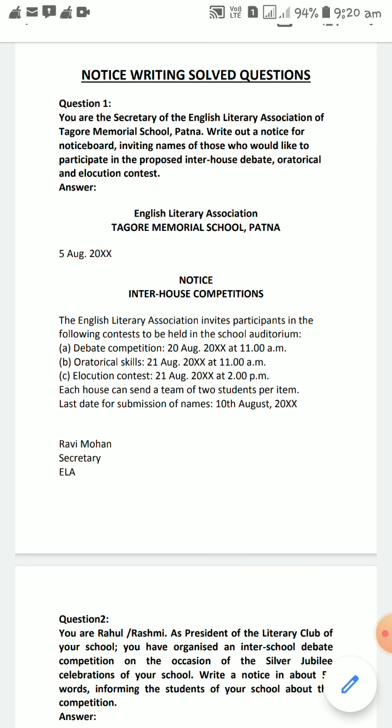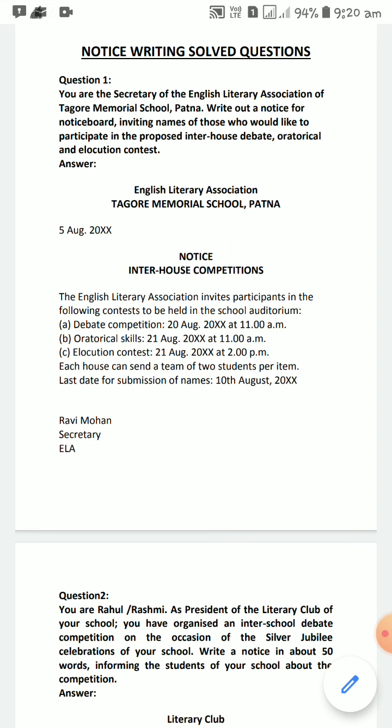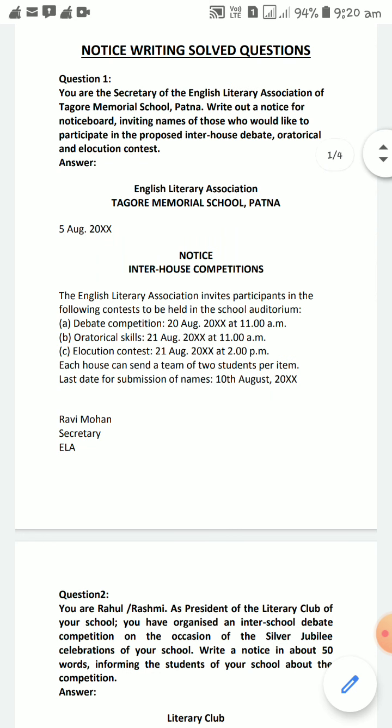See, it is written: you are the secretary of the English Literary Association of Tagore Memorial School, Patna. Write out a notice for the school notice board inviting names of those who would like to participate in the proposed inter-house debate, oratorical and elocution contest. So you are inviting names of the students who will participate. So how will you start?